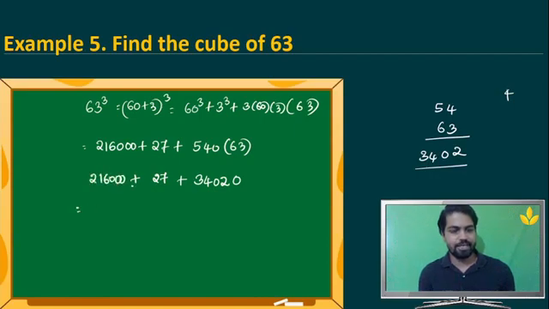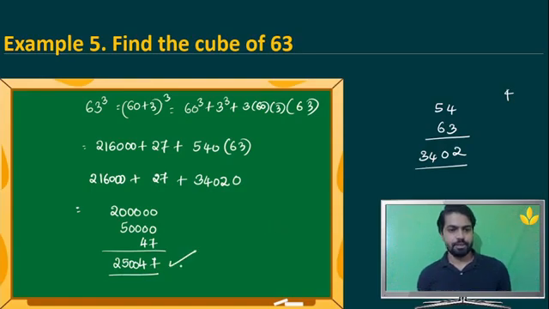So what I get here is 2 lakh as it is. I am just using the rule properly so that I don't make mistakes. 16,000 plus 34,000 will give you 50,000. And then 20 plus 20, 40 plus 7, 47. Our answer is going to be 2,50,047. That will be our answer. This is the cube of 63.